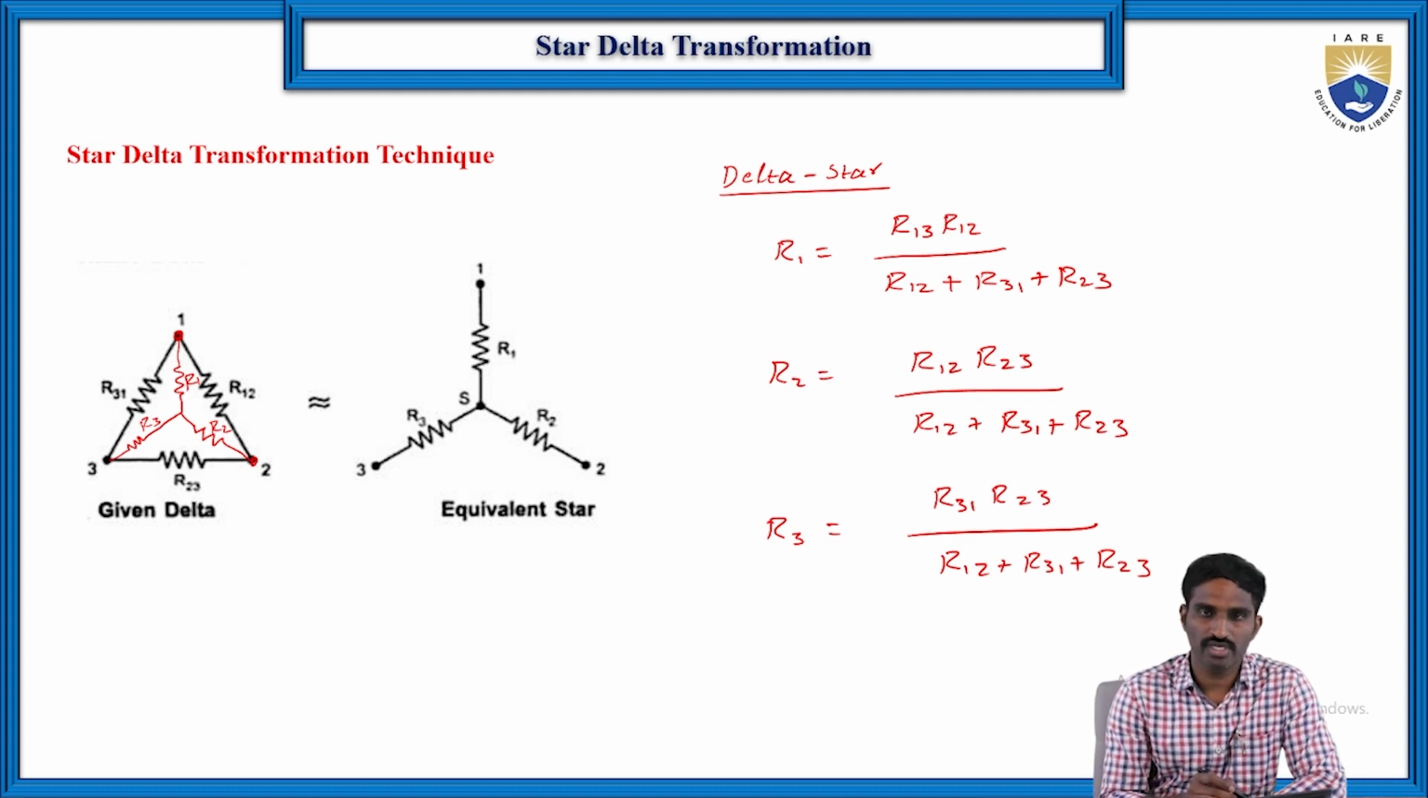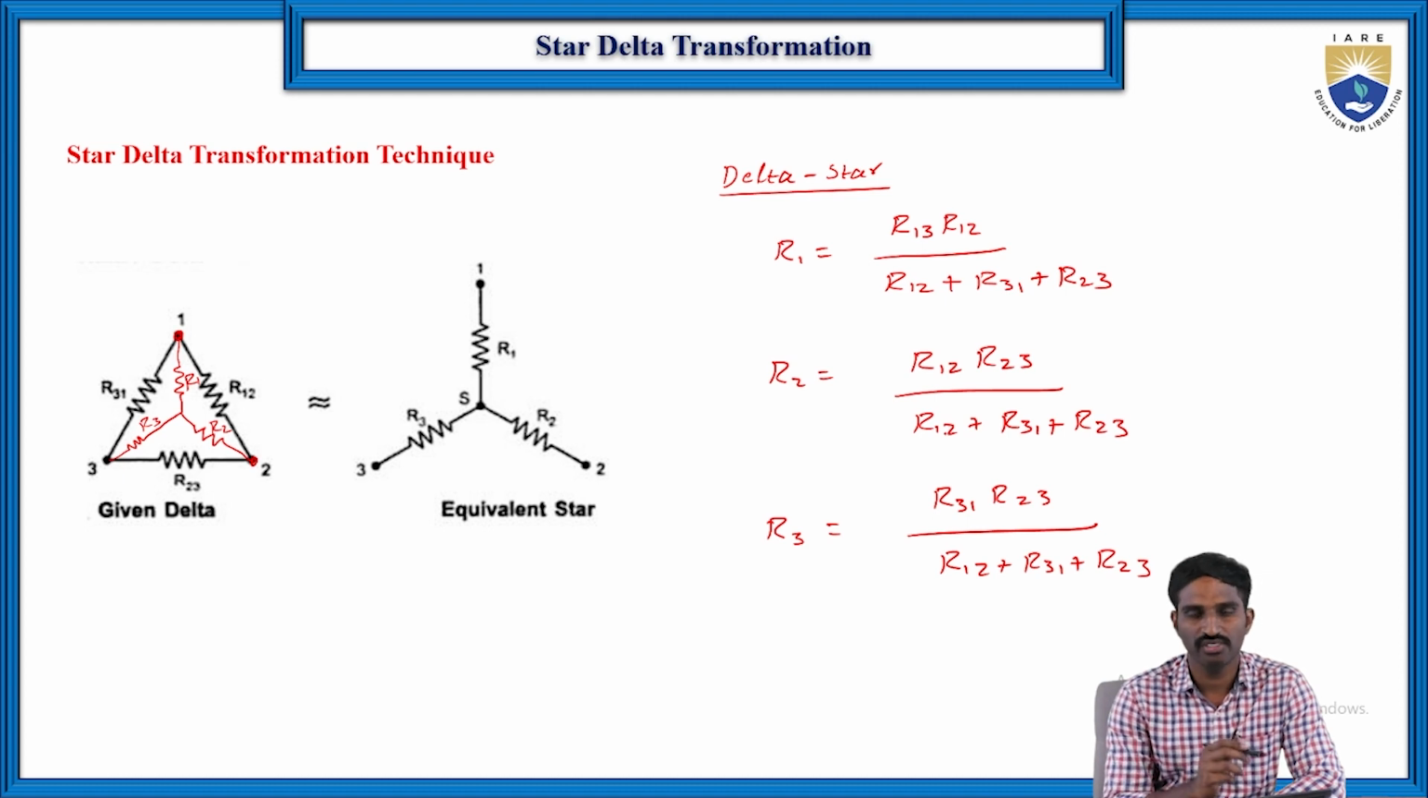Now we have the delta with three resistors, and we know the three resistor values. If we want to transform the delta into a star, the star again has three resistances, let us consider R1, R2, R3, and the values of R1, R2, R3 are as given.